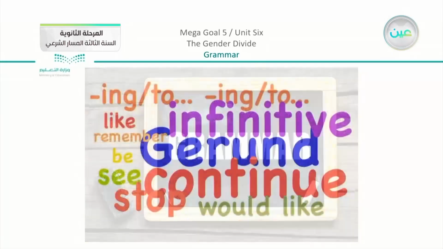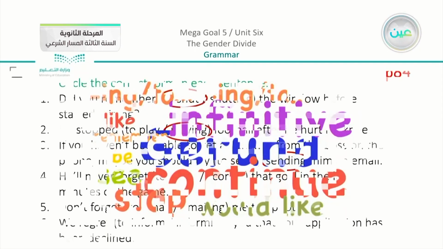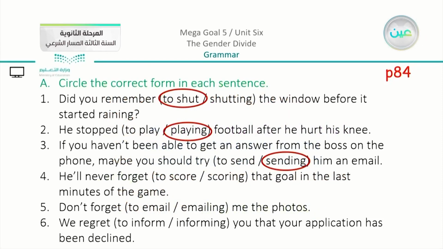So we are going to just take a look at the examples that we have here in the book. Yesterday we did 3 exercises here. Page number 84. You can see that we have here number 4. He'll never forget to score or scoring that goal in the last minute of the game. So here we can see that we are going to choose based on the meaning of the sentence. So something that he will never forget. So we're going to say that we have here scoring that goal because it's going to be a memory here.